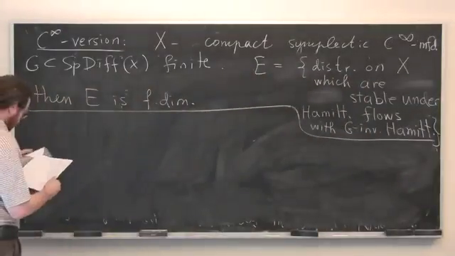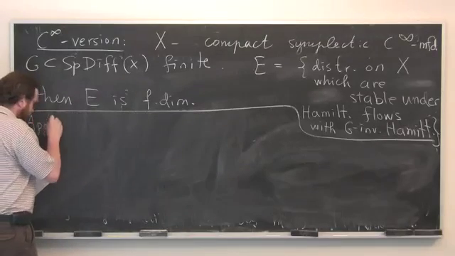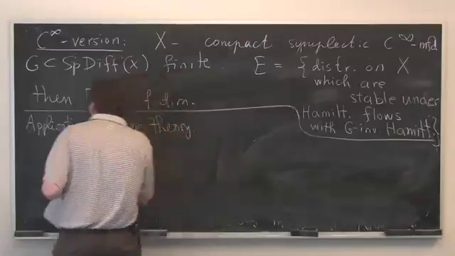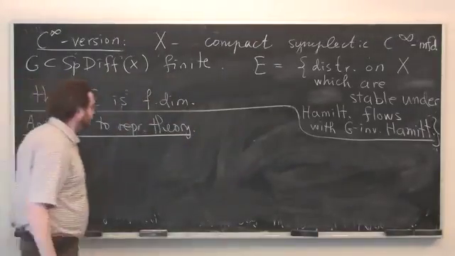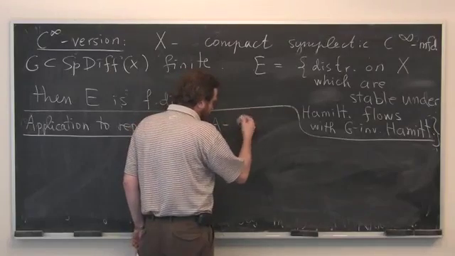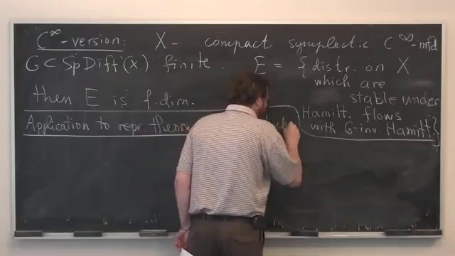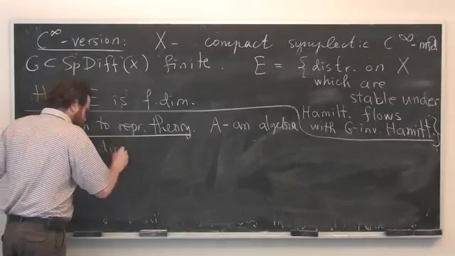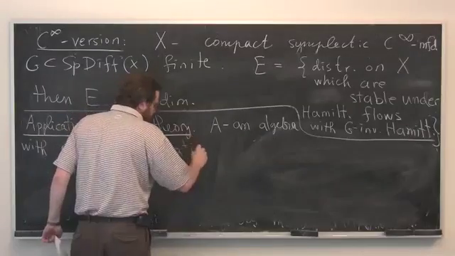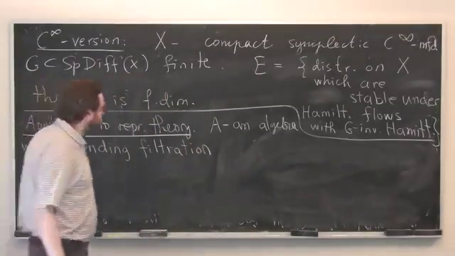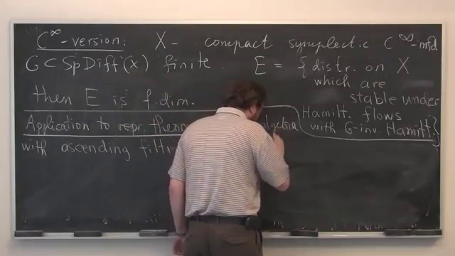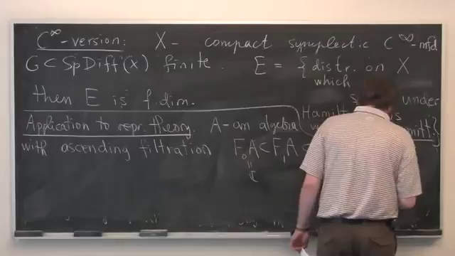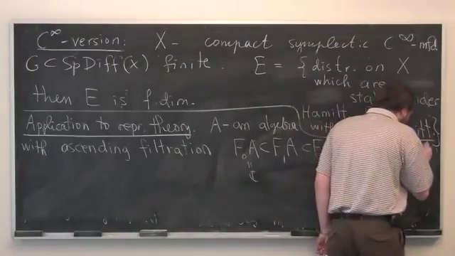Okay, so maybe I should also give an application to representation theory. So let's say A is an algebra with ascending filtration. So F0 of A is contained in F1 of A, let's say this is just C, F2 of A, and so on. It's an exhausting filtration, but I don't assume that it's commutative. So typically it will not be commutative.